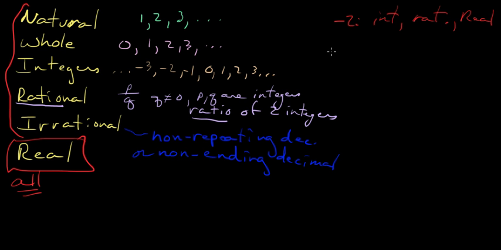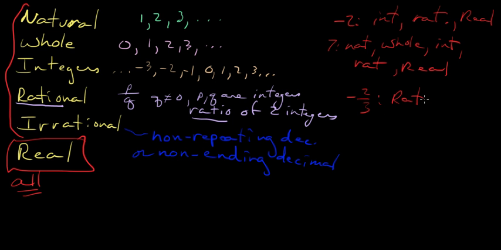Try out something else. How about 7? 7 is a natural number. It is a whole number. It is an integer. It is a rational number. And it is real. How about -2/3? Well, it's not natural. It's not a whole number. Not an integer. But it is rational. And it is real.